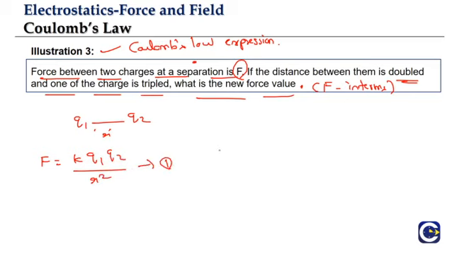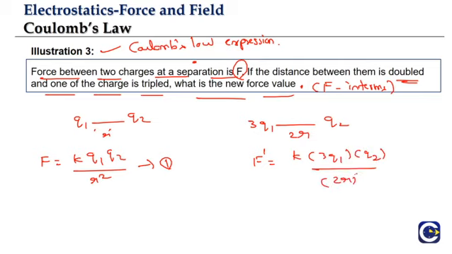In the second case, one of the charges is tripled, meaning one charge becomes 3Q1, the other charge is as it is, Q2. Distance between them is doubled, meaning the distance is now 2R. So in the second case, let us call the force F dash. F dash will be equal to K into, the first charge is 3Q1, the second charge is Q2, divided by 2R the whole square. So what we see is K into 3 Q1 Q2, and in the denominator we have 4R square, which is nothing but 3 by 4 K Q1 Q2 by R square.